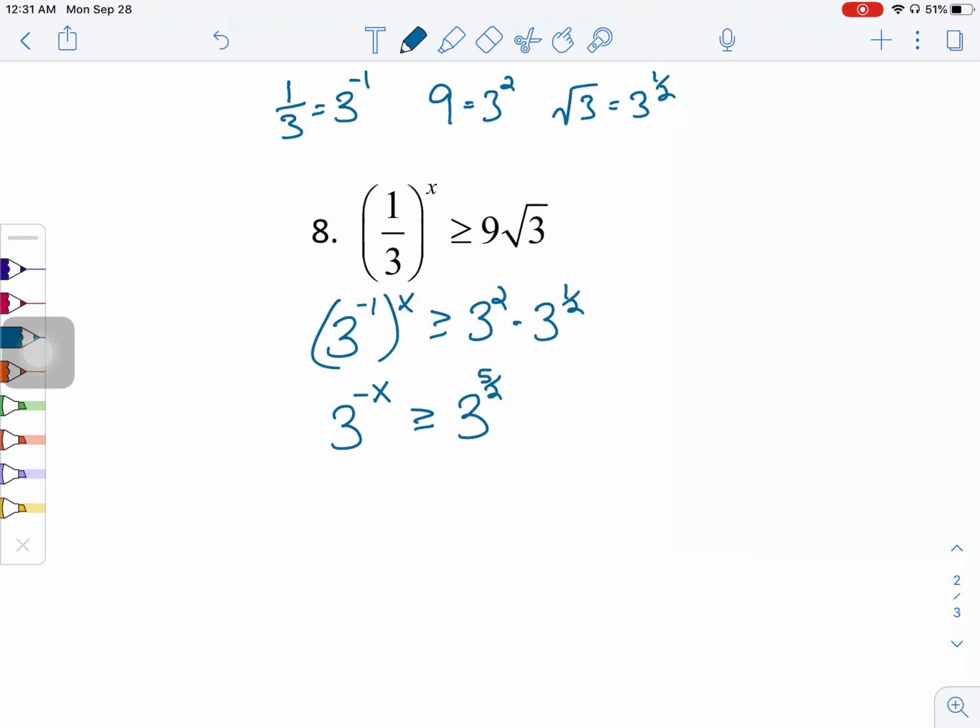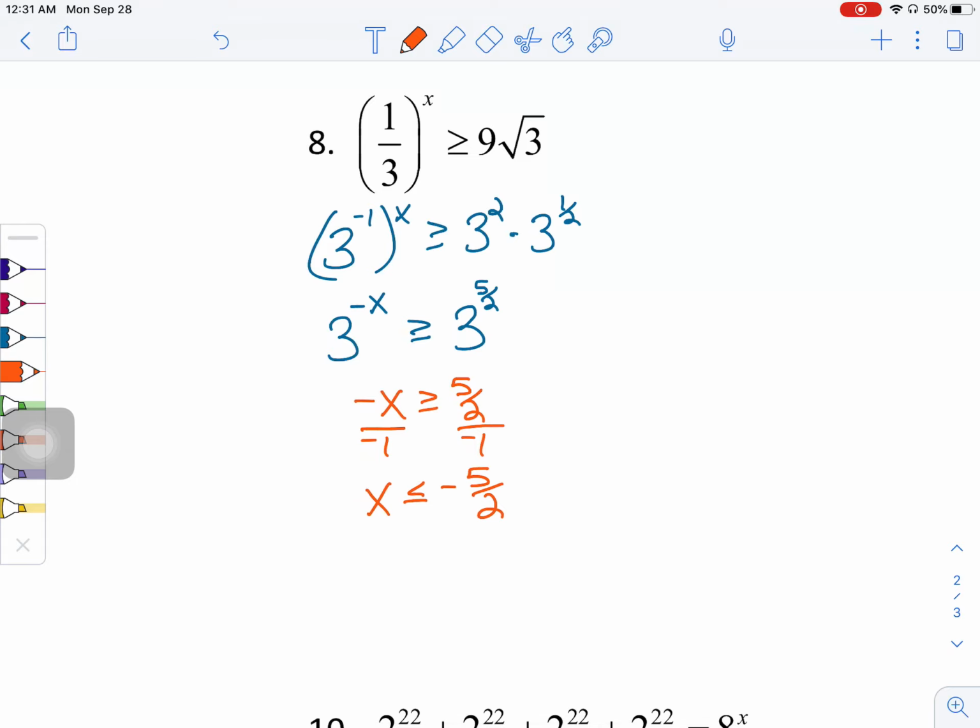Okay. At this point, we have one base on the left, one base on the right, so I can go ahead and make the inequality from just the exponents. So -x is greater than or equal to 5/2. Not a huge fan of having the x be negative, so I'm going to go ahead and divide both sides by -1, but because I'm dividing by a negative, the inequality symbol needs to flip, so x is less than or equal to -5/2.